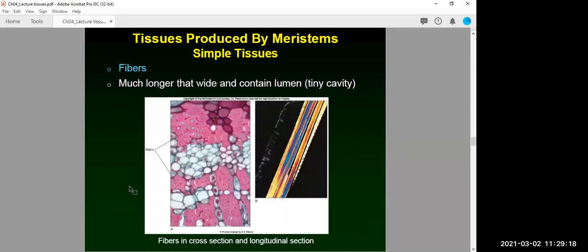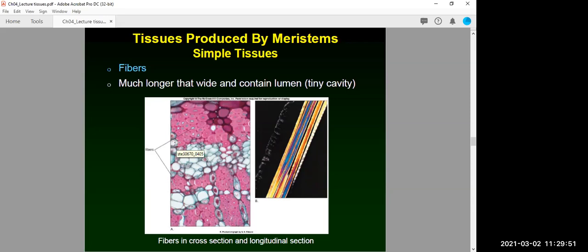Ooh, this one is kind of cool. So here you can see both the cross section of the fibers as well as longitudinal, where you're looking at the whole fiber. So for the one on the left, that's like you're looking down into the plant. And one thing that I want to point out here is with these fibers, their secondary cell wall is really thick to the point where the little space inside of the cell is practically not even there.